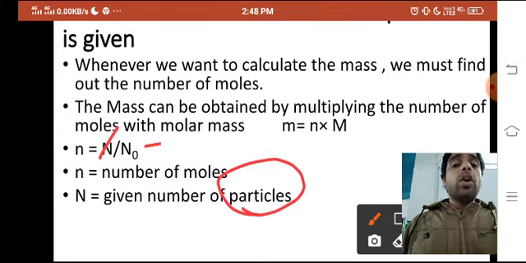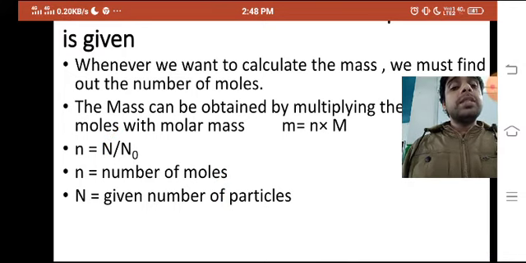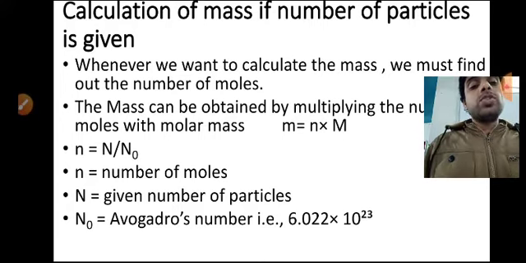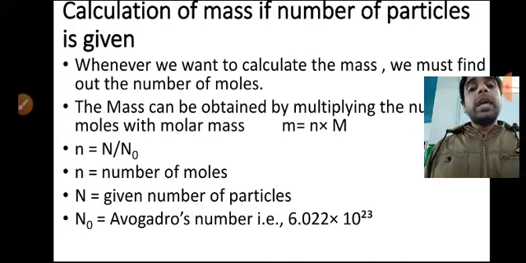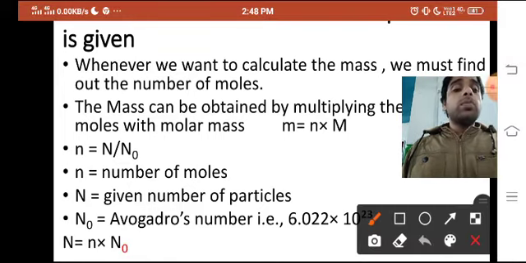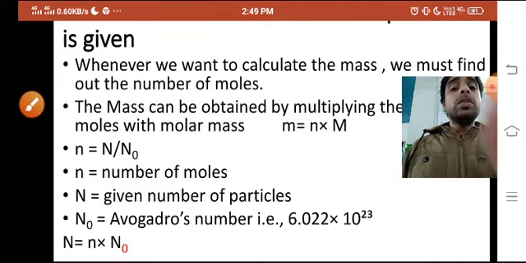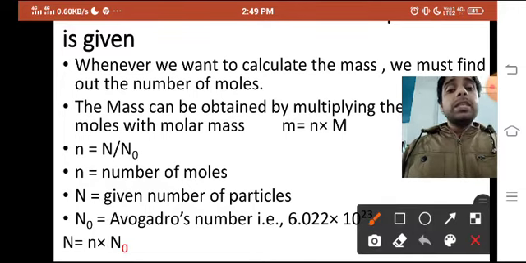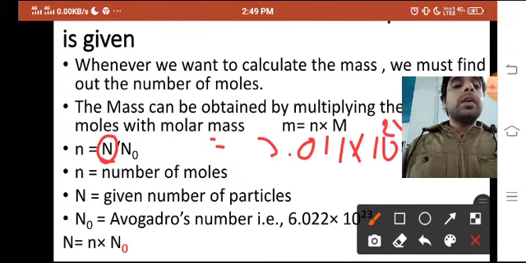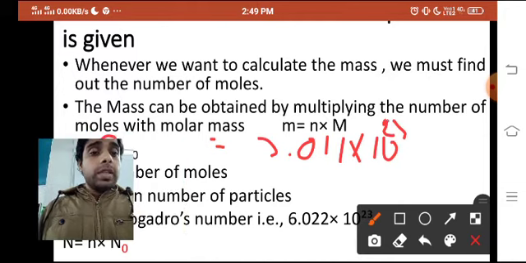Then after that, N naught is Avogadro's number, and that Avogadro's number is equal to 6.022 into 10 to the power 23. Suppose I have to calculate the number of moles and the number of particles is given, suppose this capital N is equal to 3.011 into 10 to the power 23.